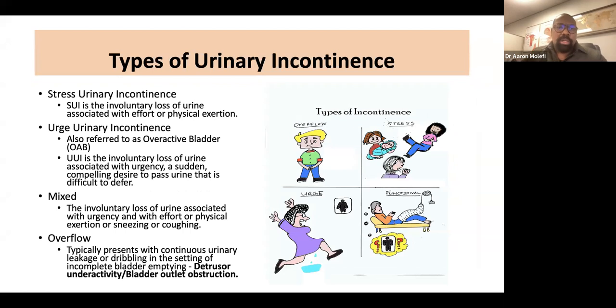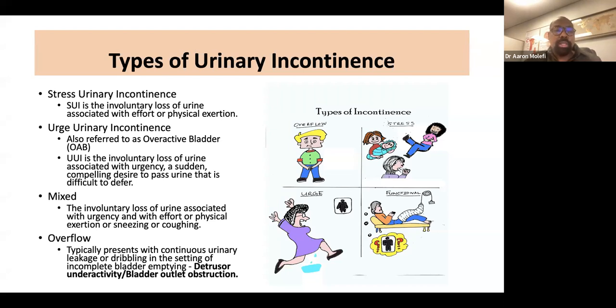So going back to our topic of interest, there are different types of urinary incontinence, right? We've got stress, we've got urge, we've got mixed, and we've got overflow. Stress is just an involuntary loss of urine associated with effort or physical exertion, right? And then we've got urge urinary incontinence, also referred to as overactive bladder, right?